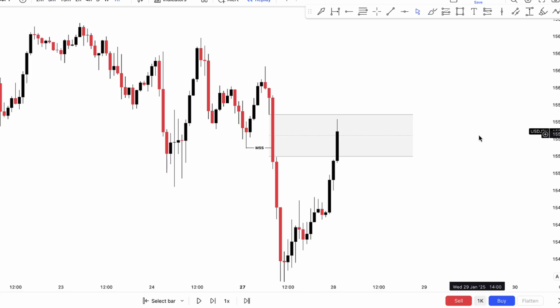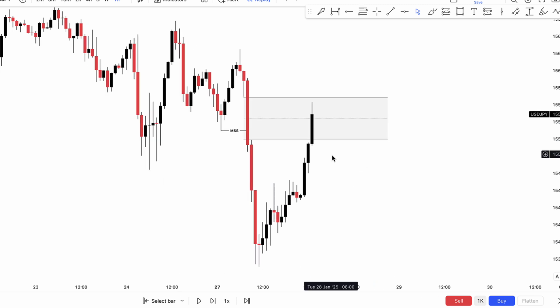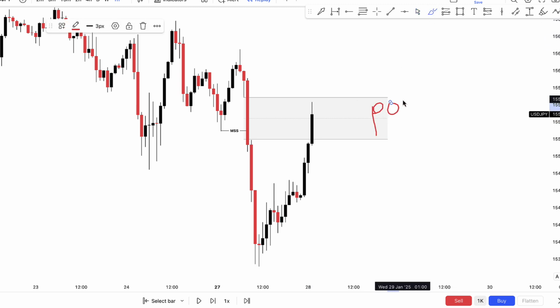So the second type of entry is something like this. This is looking at this particular setup from this particular time frame, mostly the higher time frame. You can use the 4-hour to look for a point of interest. The higher time frame is for your point of interest, right? And then the lower time frame is just for the confirmation. So this is the point of interest.